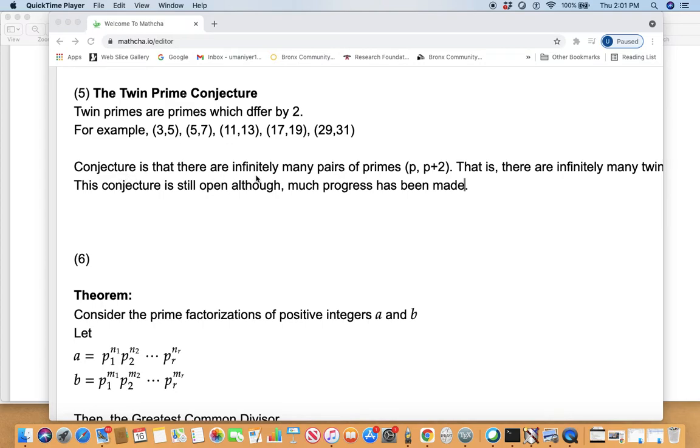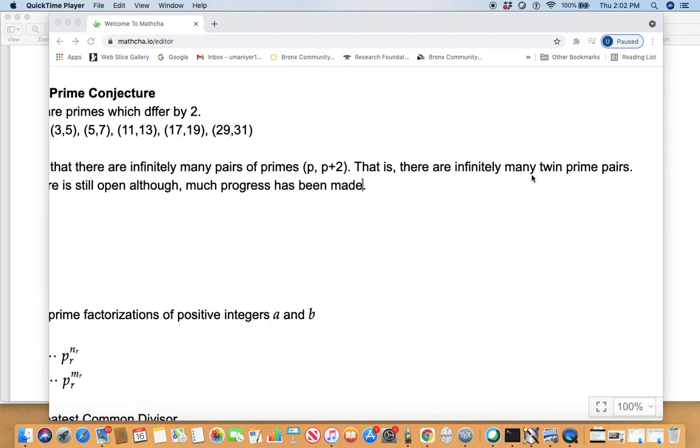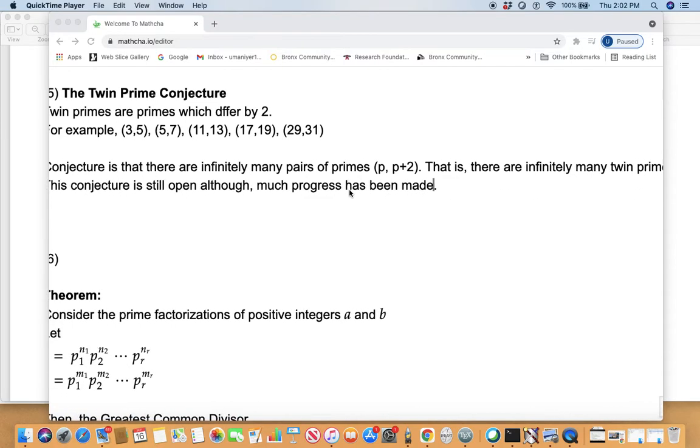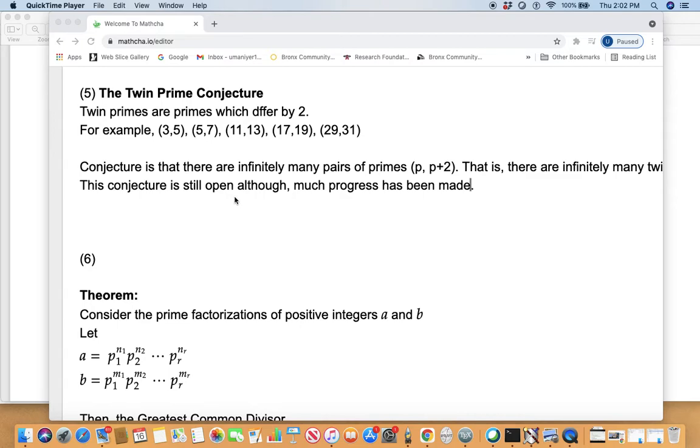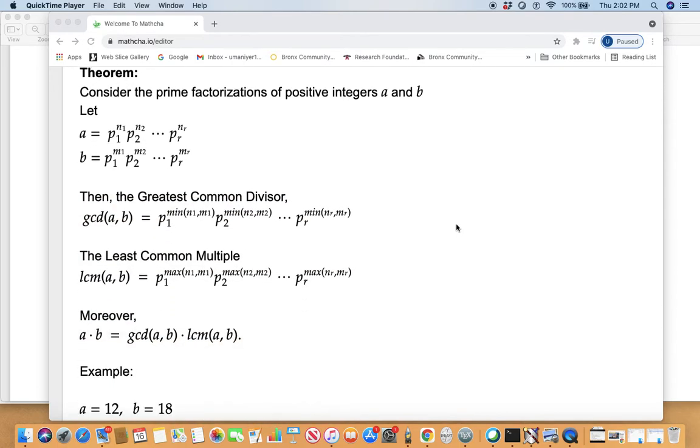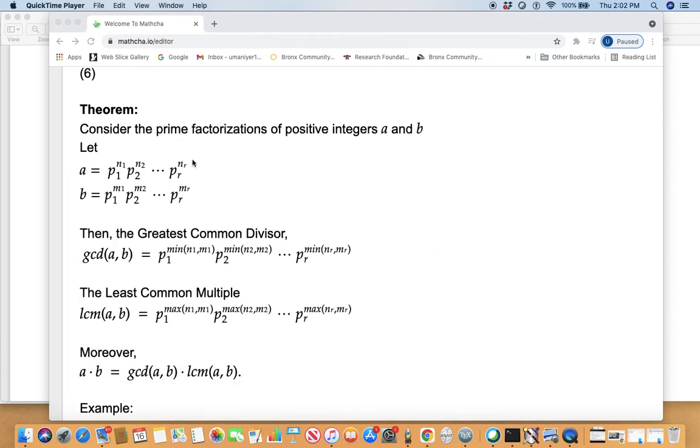The conjecture is that there are infinitely many such pairs, p and p plus 2, both primes. That is, the conjecture is there are infinitely many twin prime pairs. This conjecture is still open, that is, it's not completely proved, but much progress has been made. Here is a beautiful theorem.